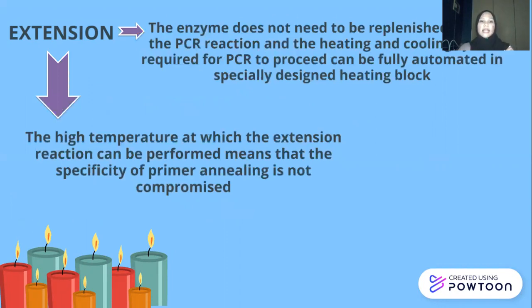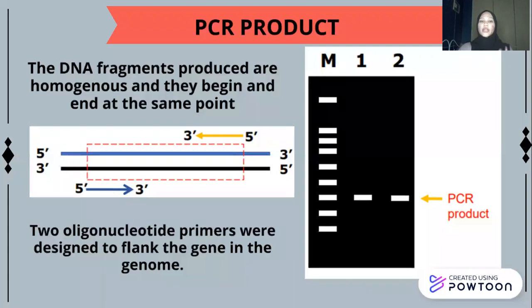Okay, the enzyme does not need to be replenished during the PCR reaction and the heating and cooling cycle. Because PCR can be fully automated in a specially designed heating block. And the high temperature at which the extension reaction can be performed means that the specificity of primer annealing is not compromised. This is the product of PCR.